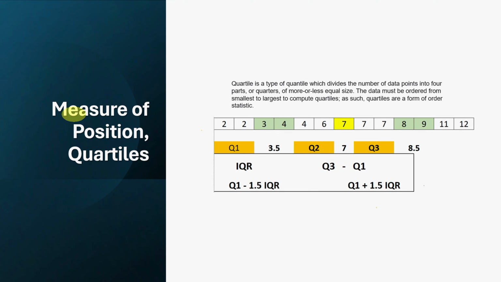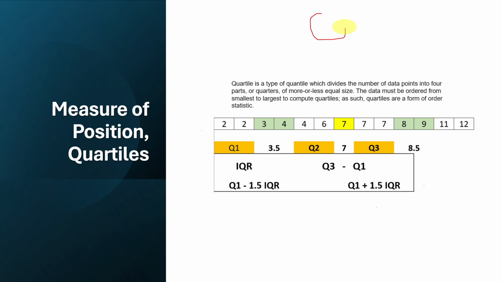Welcome back. Now we will start with the measure of position, quartiles. So we have done z-score, we have done the percentile, now we are doing quartile. So what is quartile? Let's understand that first. Quartile is a type of quantile which divides the number of data points into 4 parts.